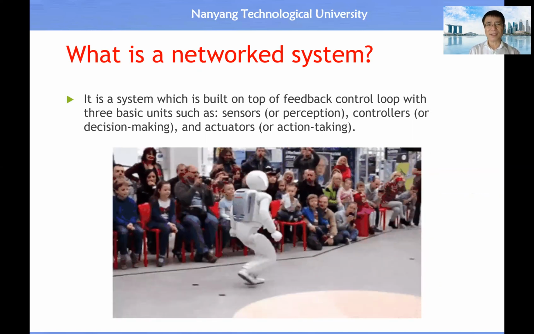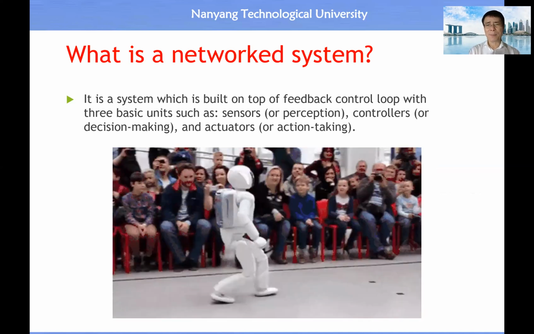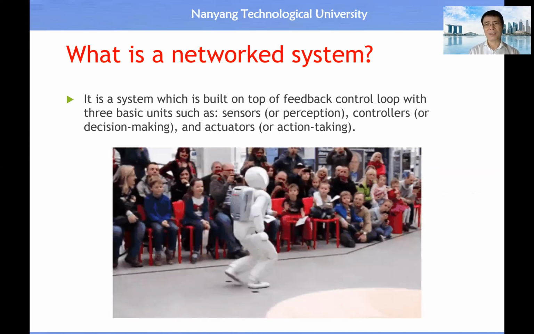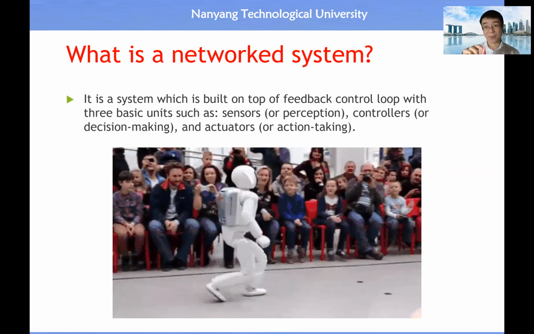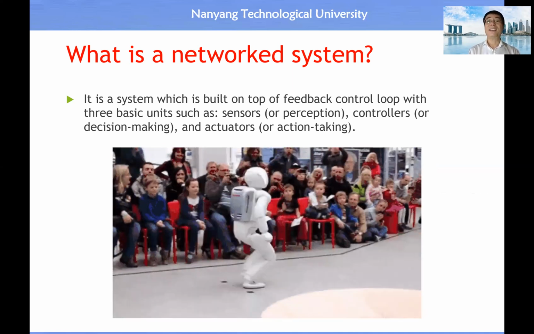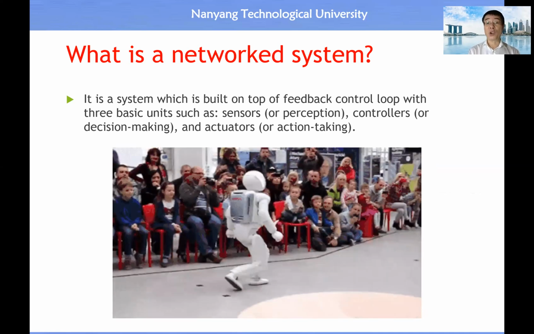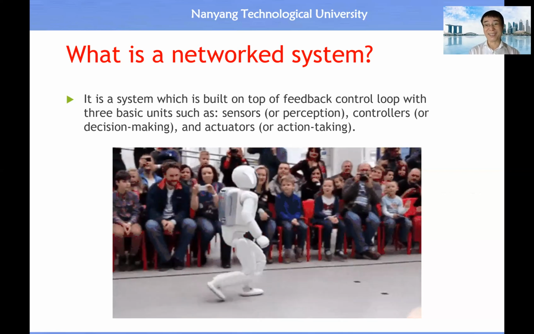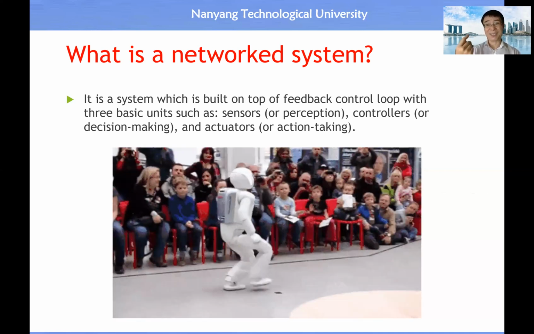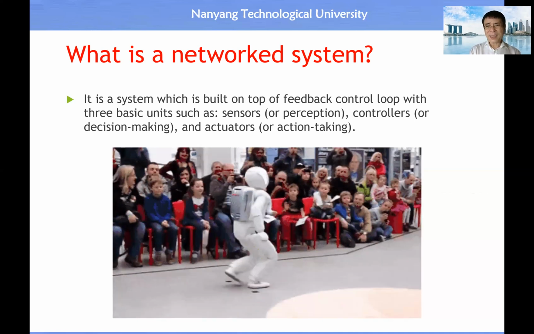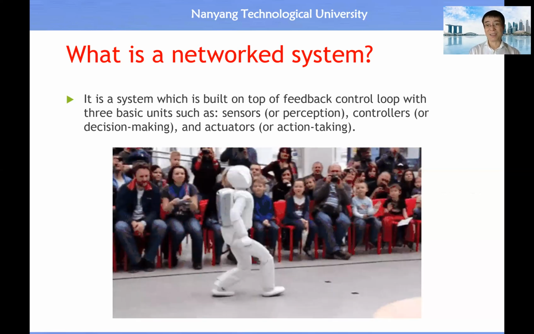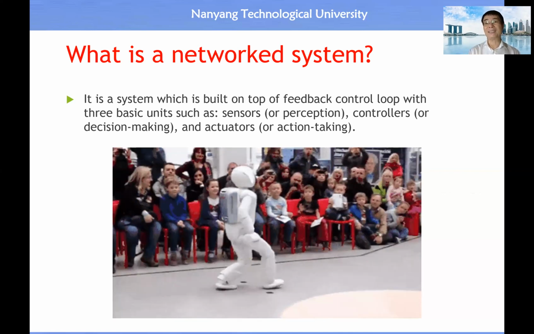Okay, so a networked system is a system which is built on top of a feedback control loop with three basic units such as a sensor, controller, and the actuator. Right? So from here you see the appearance of a sensor. Sensor is one of the building blocks inside the feedback control loop. And here you see a humanoid robot. The humanoid robot has a biped walking system, manipulation system, grasping system, vision system, speech system, power system, etc. Then inside every control loop or feedback control loop, there must be a presence of a sensor. So therefore, you understand the importance of a sensor.